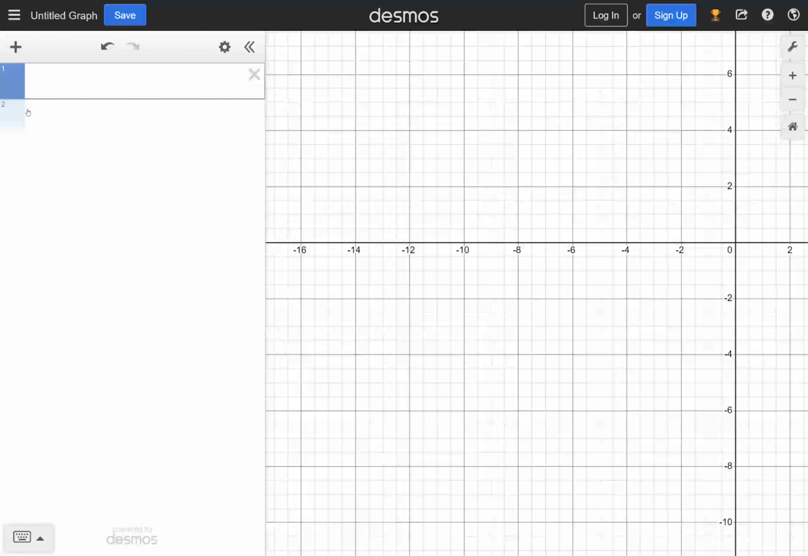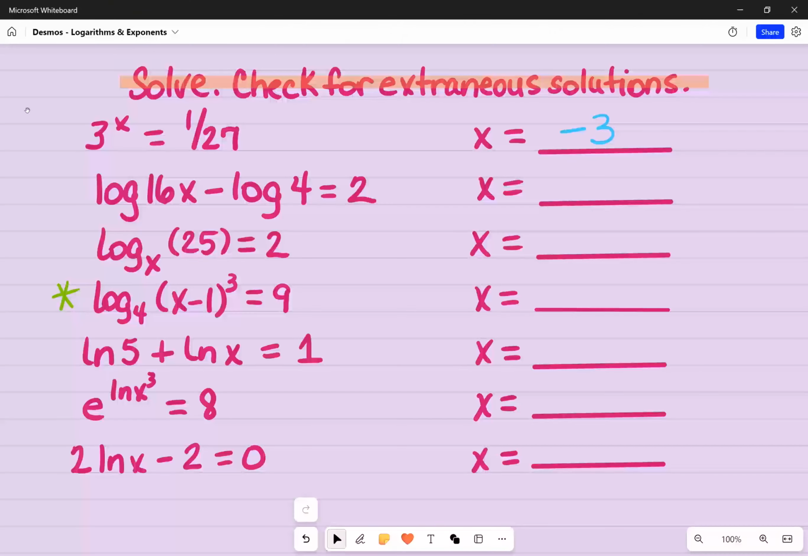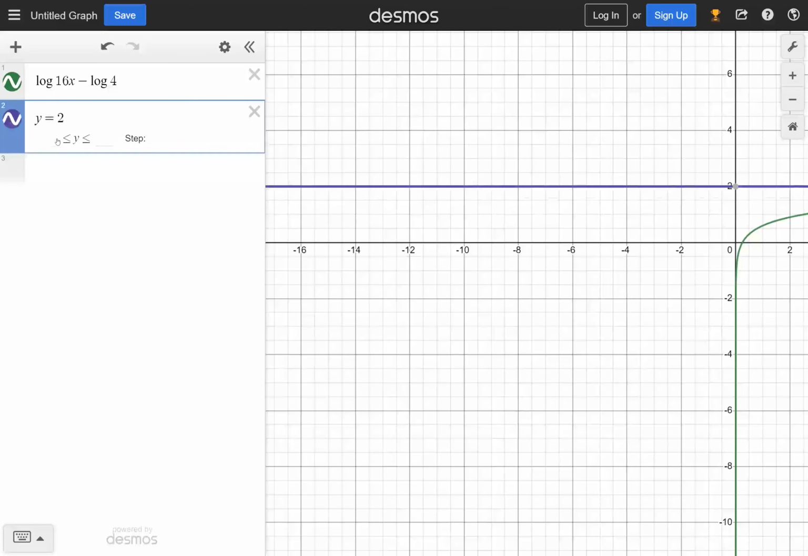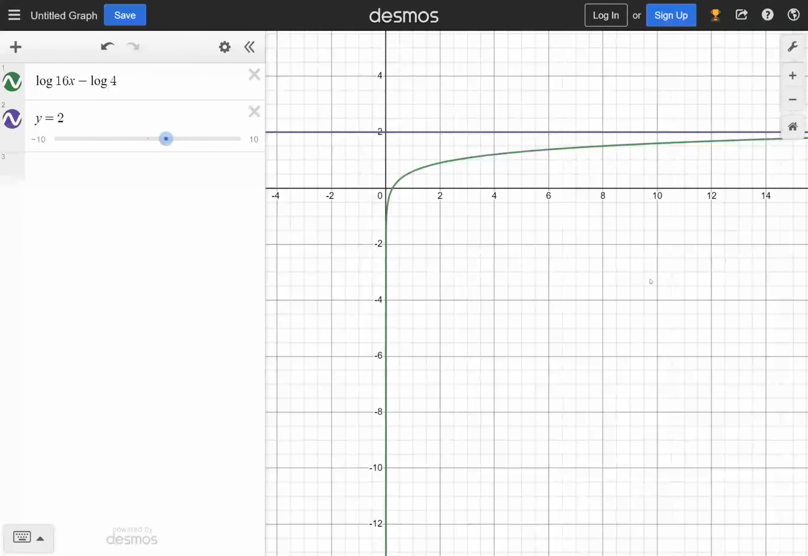I have log of 16x, and then I'm going to subtract it from log of 4, and it's supposed to equal 2. So again, I don't want to just put 2. I want to put y equals 2. And I will notice that 2 graphs populate. And I can look at the color. So the green one is the log one, and then the purple one is the one for y, which is going to be horizontal.